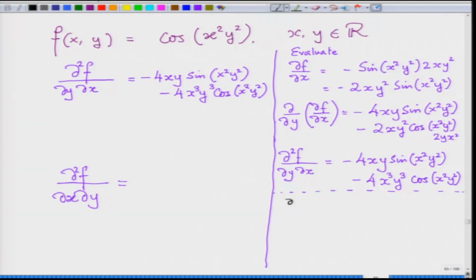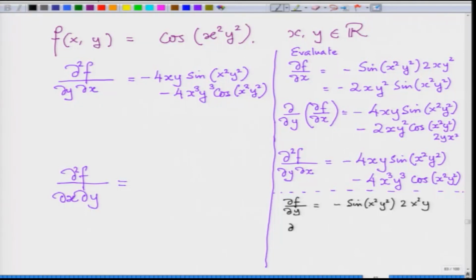So, what is del f del y here? Del f del y is, now we can do the calculation faster, the minus sin x square y square would continue to remain, with the fact that I will now do the same thing, but I will have 2 x square y, right, because now I have taken derivative with respect to y.